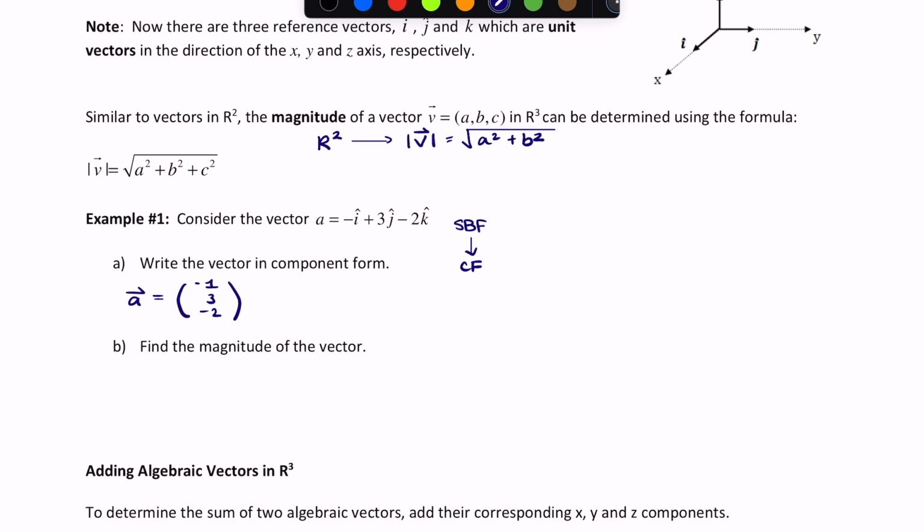Here it wants us to find the magnitude of the vector as well, so we can use the formula that we see up top: the square root of a squared plus b squared plus c squared. Here our a is -1, our b is 3, and our c is -2. So we have the square root of -1 squared plus 3 squared plus -2 squared. That'll give us an answer of square root 14.